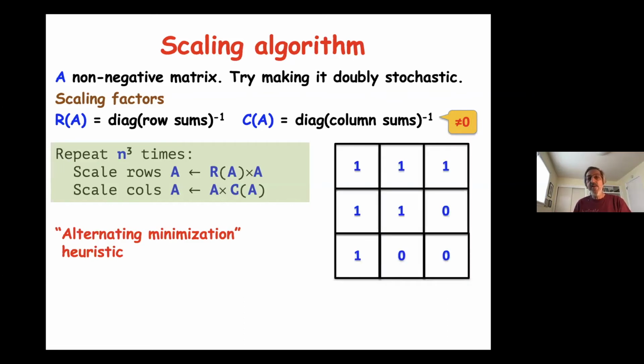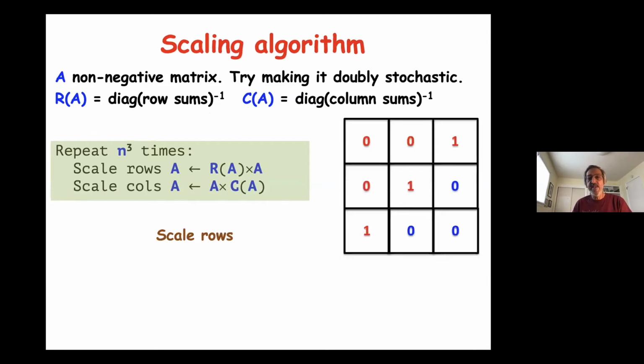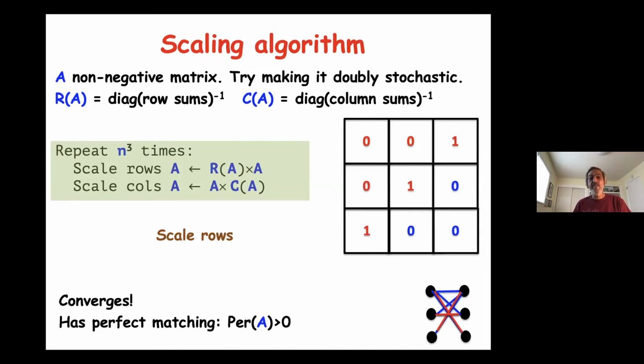So let's apply it to this matrix, which is the adjacency matrix of this graph, which does have a perfect matching. And let's see how this goes. So let's scale the rows, right? Then we can scale the columns, scale the rows. You may see what's going on. The off-diagonal entries get smaller, and the diagonal entries get larger, and that's the limit. That's what it will converge to. So it converges in a graph which has a perfect matching. So at least in these two examples, it's a good algorithm.